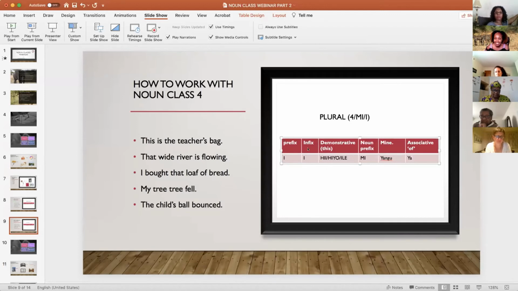Miti hii ilianguka. Again, remember Swahili likes uniformity. So miti huo is mixing the singular and the plural. So we wanted miti hii, and then miti ile ulianguka. So see, u only works with the first noun class. I mean, with noun class 3.